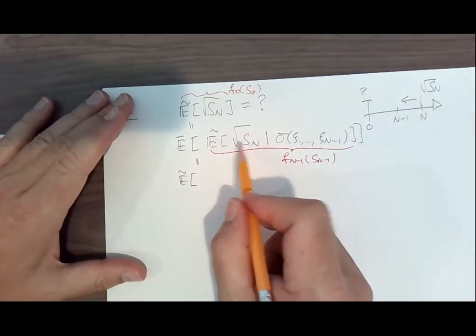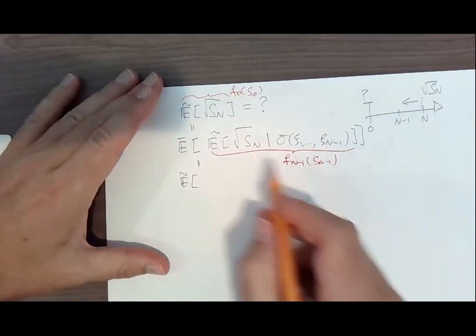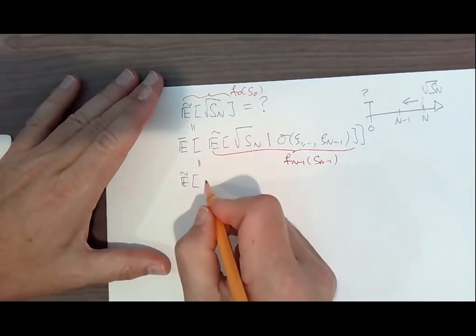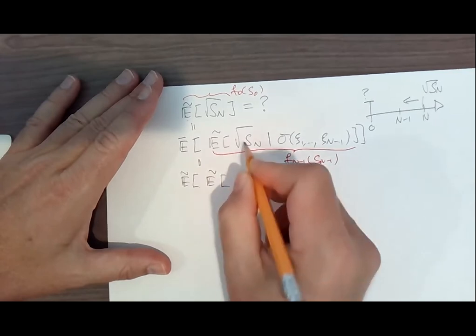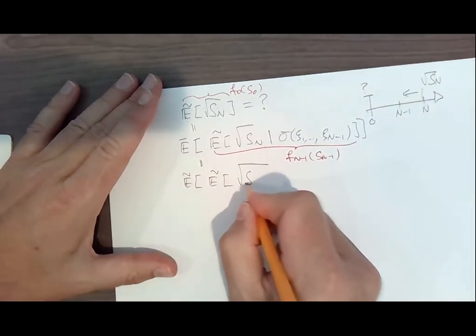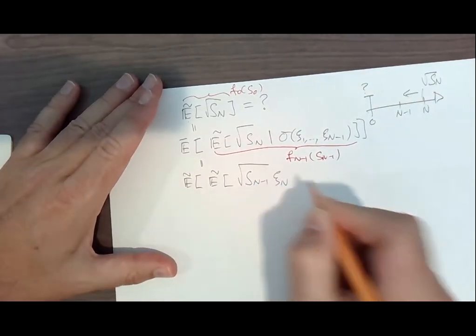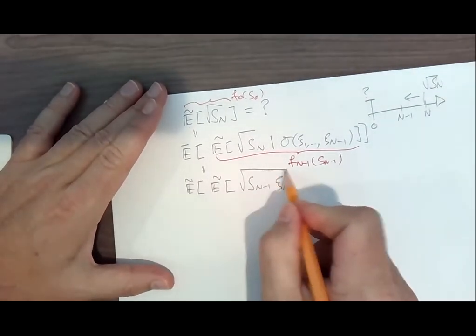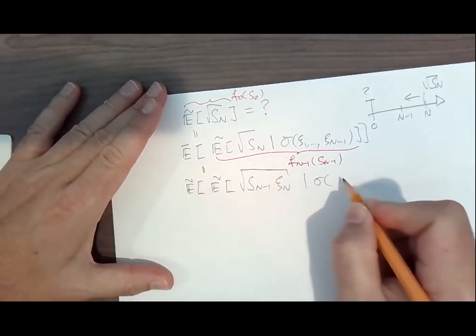So we go one step back at a time. I take the conditional expectation. How would I work it out? Well, I will use the property that we talked about before. It's a square root, so I'll have S_{n-1} here, psi_n. And then condition.